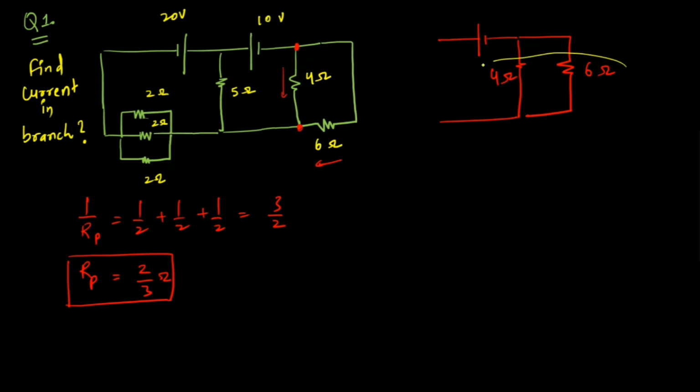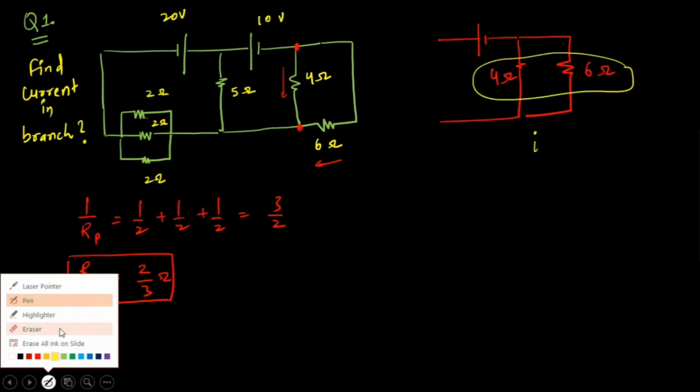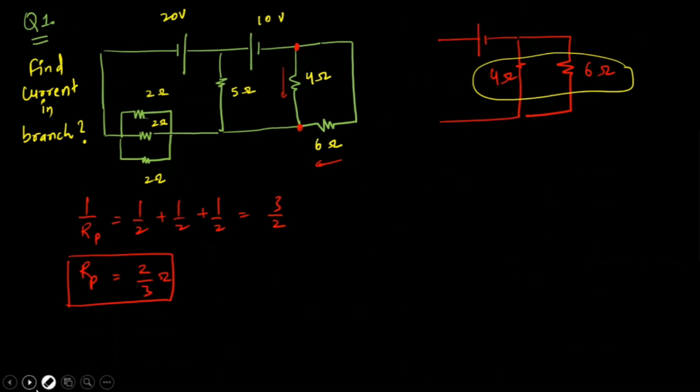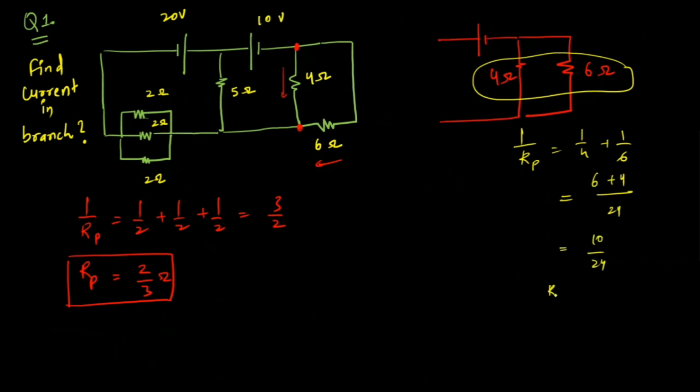Now we have to find the net of these two also. So I would say R net in this case is something where 1 upon Rp equals 1 upon 4 plus 1 upon 6. Once we solve this, we'll have 24 here, 6 plus 4, that is 10 by 24. So Rp is going to be 24 by 10, which is approximately 12 over 5 ohms. So we got the value of this also. Now, the thing has changed a little.